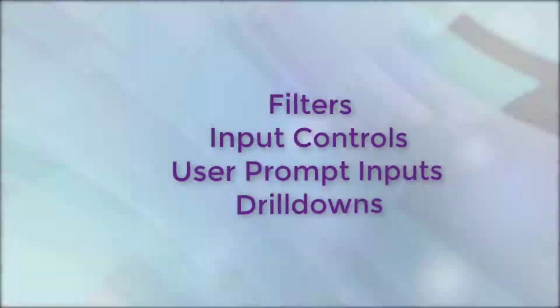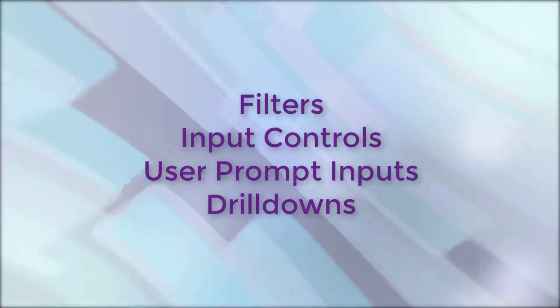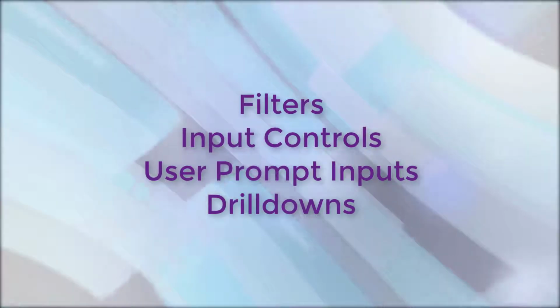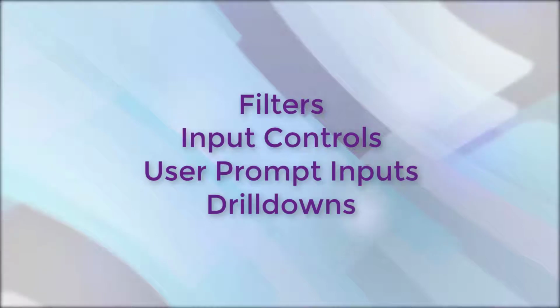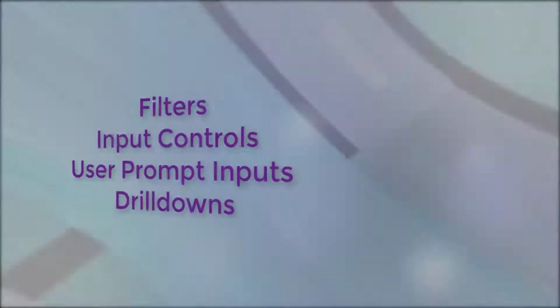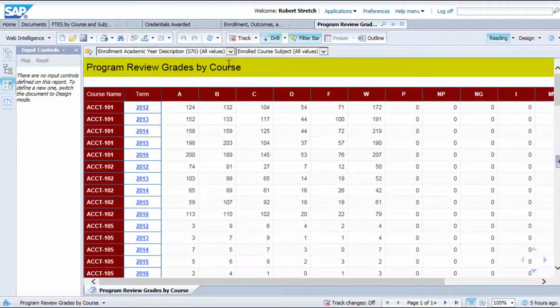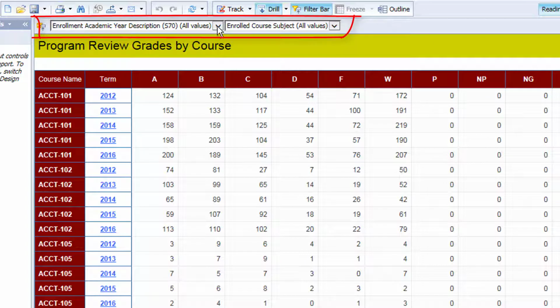There are four basic controls you can use to manipulate a Business Objects report to provide you with relevant data. Let's take each one in turn. Please note that not all of the reports will have all of these tools available. Only the most relevant tools are provided for each report. Most program review reports have filters installed along the top of the report. Filters prevent the report from showing any data that doesn't meet the selections you've made.